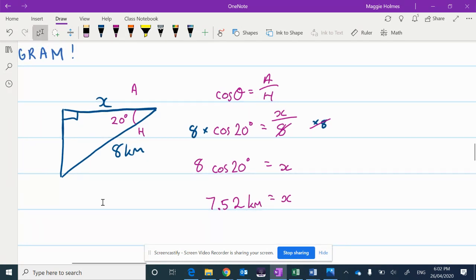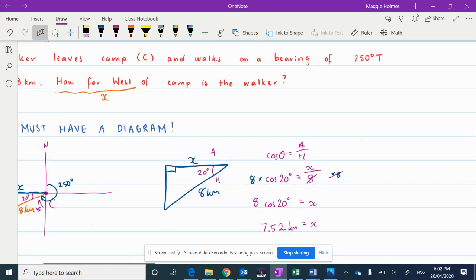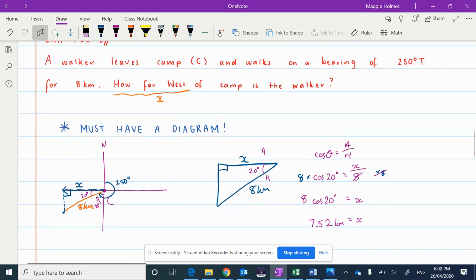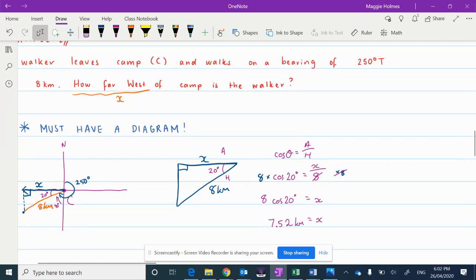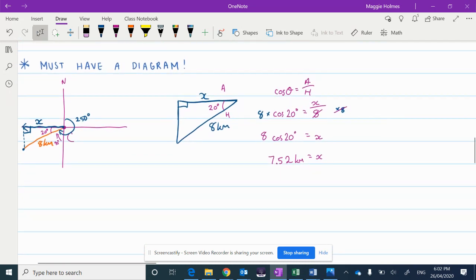And we just do a quick reasonableness check. Short sides should always be shorter than the hypotenuse. Hypotenuse is 8, this is 7.52, so that's perfectly fine. This was a worded question, so we should write a worded answer. It would look like the walker is 7.52 kilometres west.